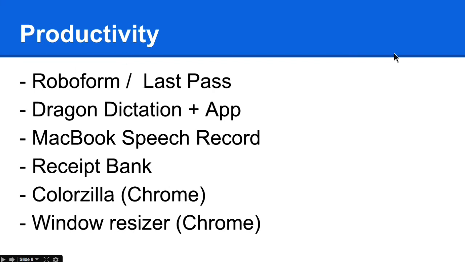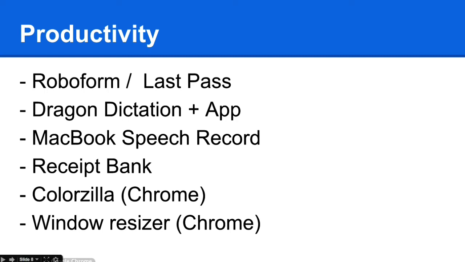Some tools for productivity which I really recommend you get. One is RoboForm or LastPass. Those two, RoboForm and LastPass, are password managers, which means you will know this: if you're joining sites, joining forums, even getting support from a company, you have to set up another support account.